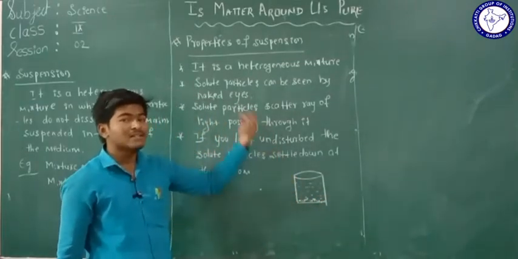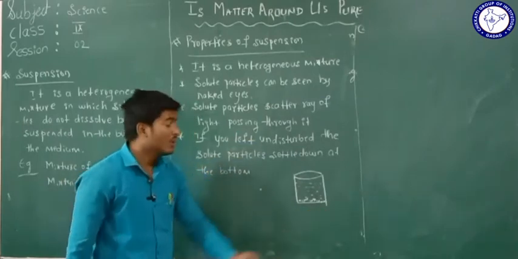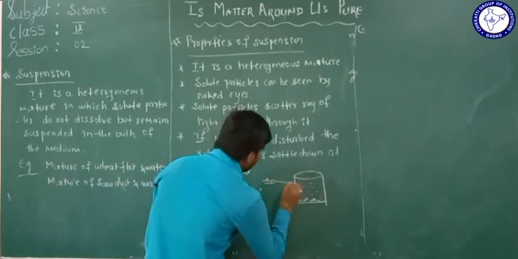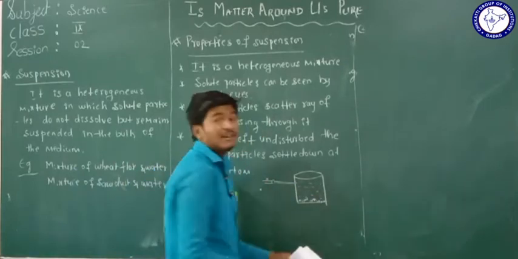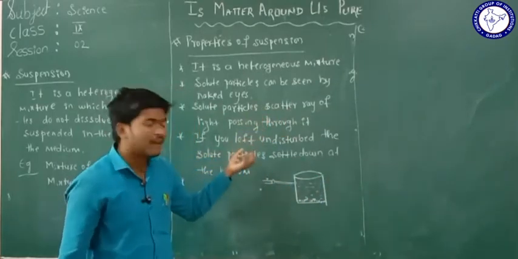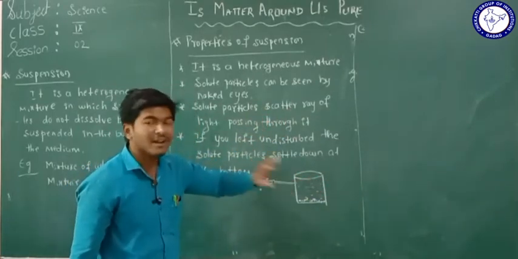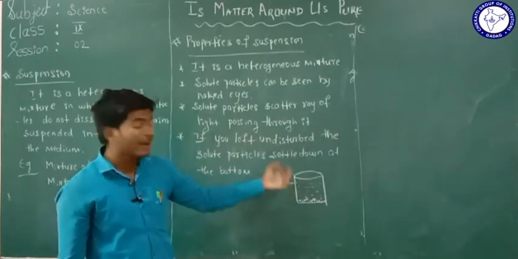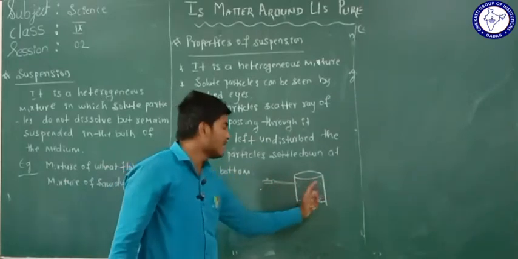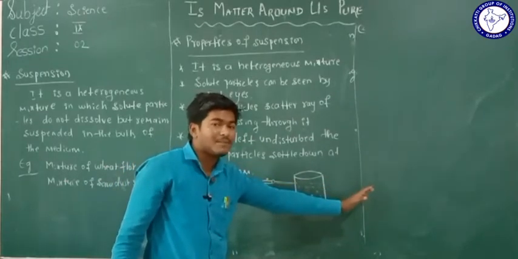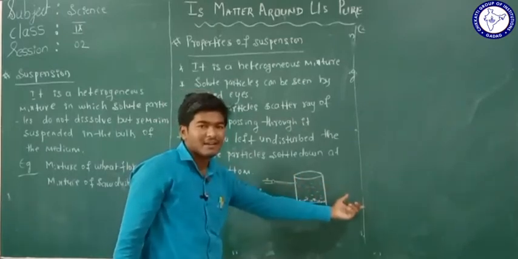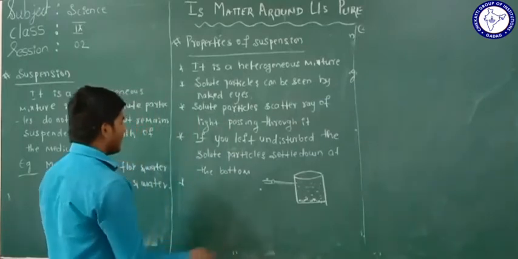After the solute particles have settled down at the bottom, if you pass a ray of light, it doesn't scatter. Why? Because all the solute particles which were suspended throughout the bulk of the medium have collected at the bottom of the flask. Therefore light passes through the upper part of the mixture. It is clear water, therefore the water doesn't scatter the ray of light. Is it clear?